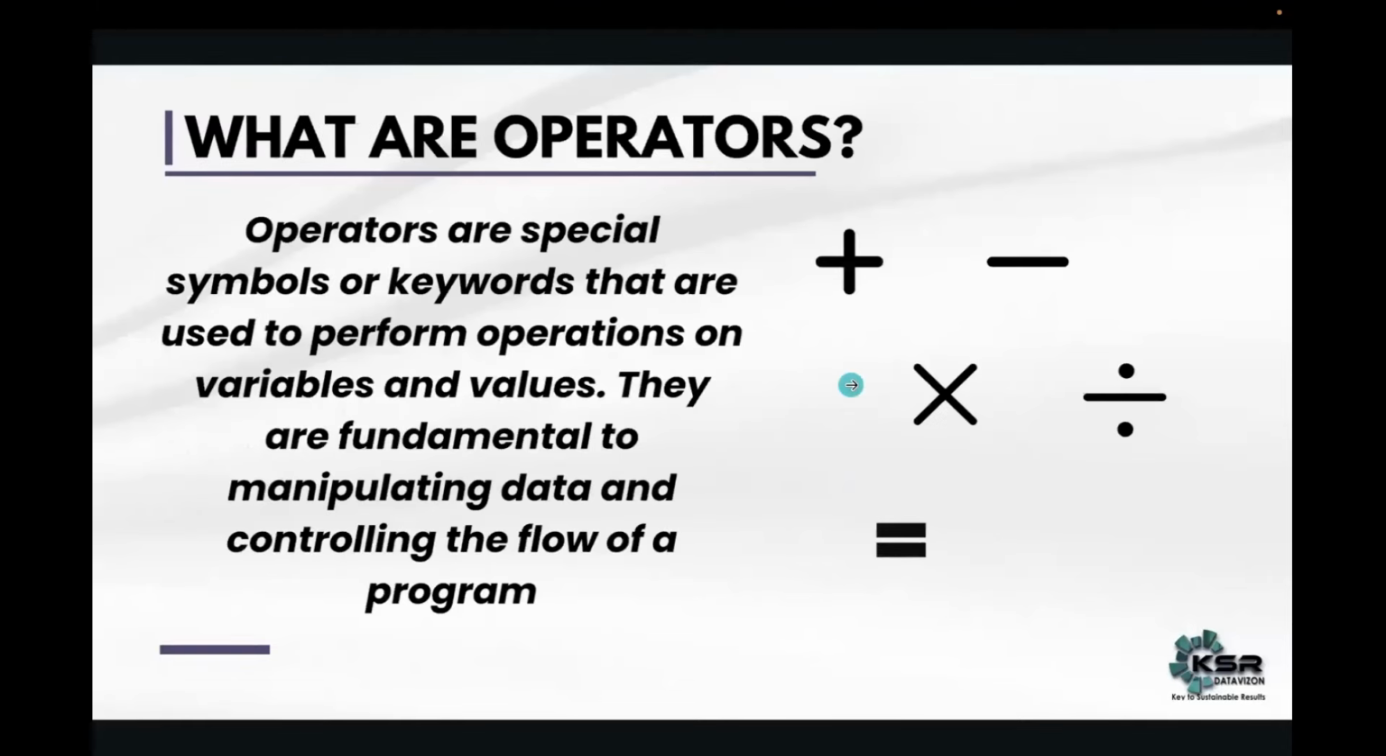Okay, let's start. So first we'll revise what operators are. Operators are special symbols or keywords that are used to perform operations on variables and values. What does this help in? It helps in performing operations on variables and values. For example, the plus sign is used to add two integer variables, add two float or double variables, or add two values. You can just write 2 plus 3. They are fundamental to manipulating data, because that's how data is manipulated using operators, and controlling the flow of a program. So we will see how operators control the flow of the program. That we will see today: control flow statements.